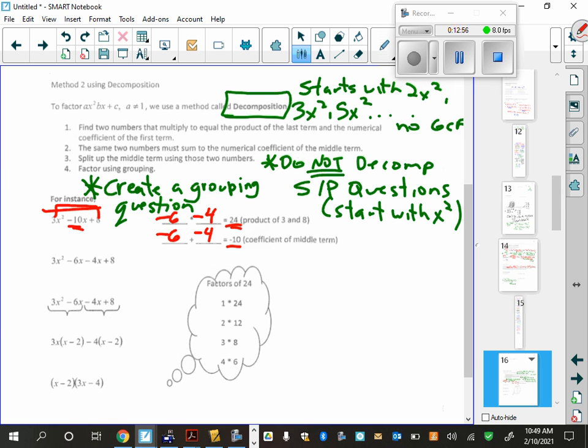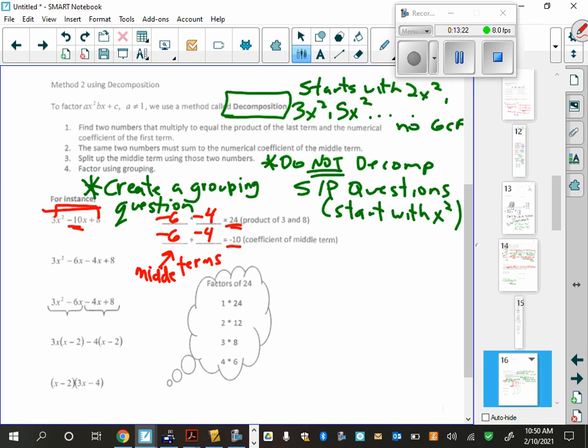But it's not like sum product. I wish I could just put x plus subtract 6 times x subtract 4 and be done. Decomp, you're not done. Those are not the numbers that go in the brackets. Those are the numbers that are the middle terms. Okay, so -6 and -4 are the middle terms of those trinomials.